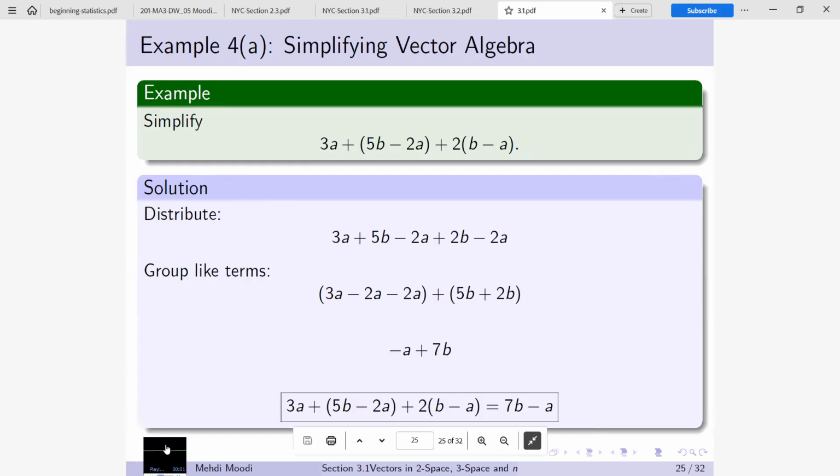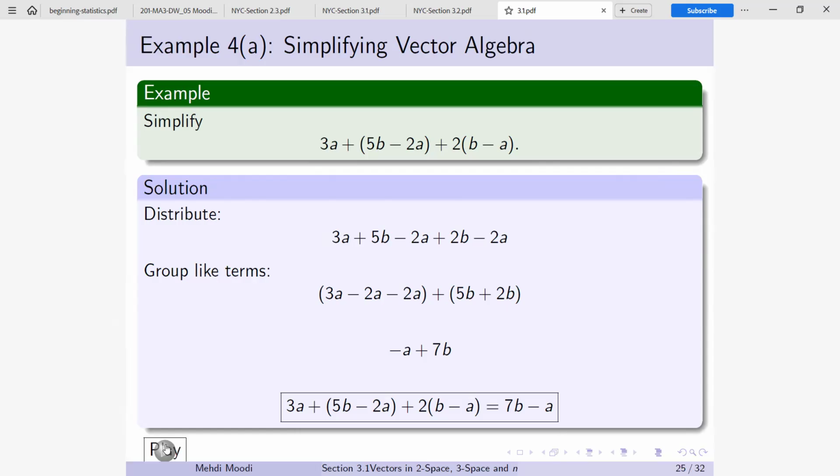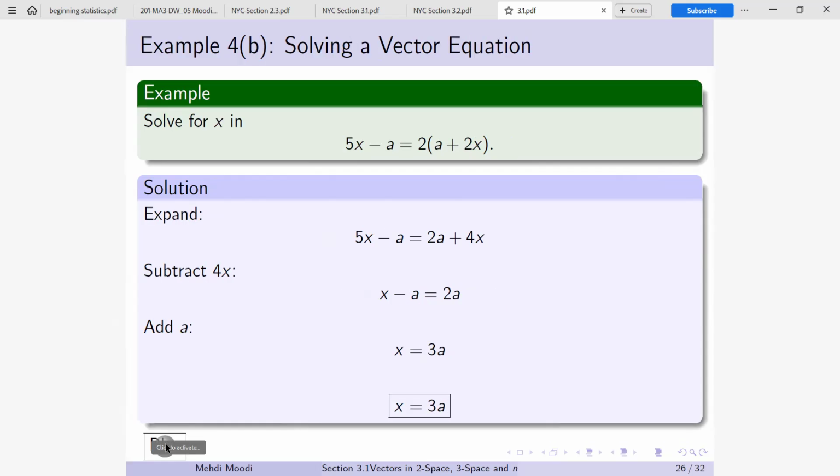Treat vector algebra like regular algebra. Distribute, combine like terms, stay calm. The letters are vectors, but the cleanup job is still algebra with better posture. This works just like solving an equation with ordinary variables. The only difference is that a and x are vectors.